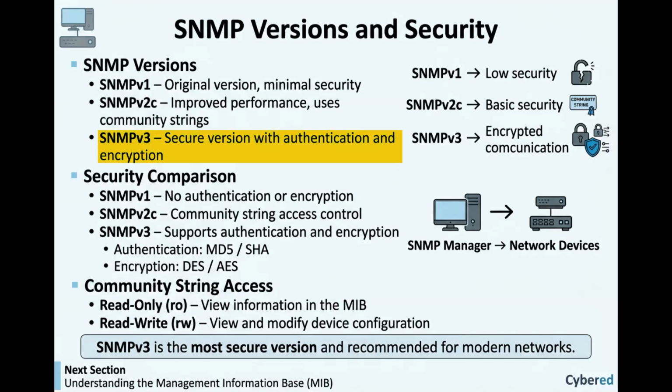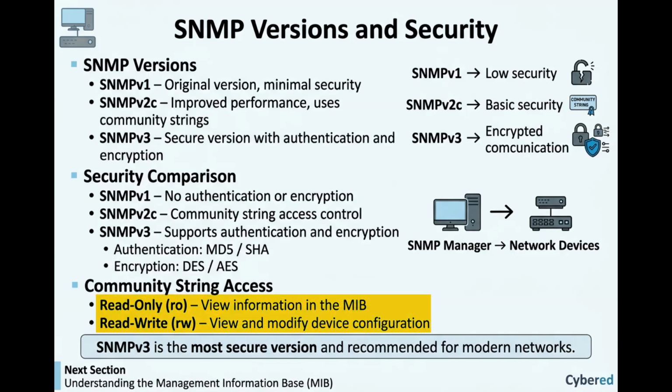SNMP version 3 introduces significant security improvements. It supports user authentication and encrypted communication between the SNMP manager and agent. Authentication can use MD5 or SHA, while encryption can use DES or AES, making SNMP version 3 the most secure version. SNMP version 1 and 2 rely on community strings to access the MIB on network devices.